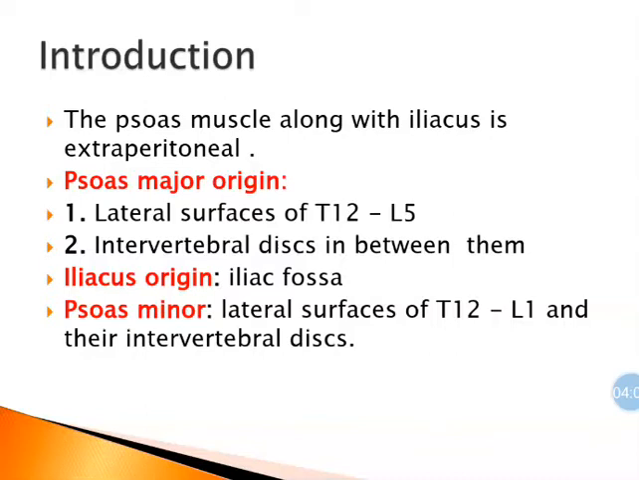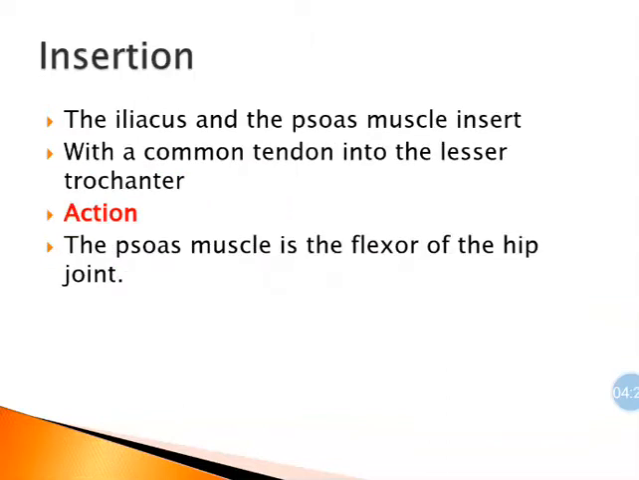Iliacus takes origin from iliac fossa. And there is also one more muscle, a minor muscle, that is psoas minor. It takes origin from lateral surface of T12 to L1 and also their intervertebral discs. Coming to insertion, the iliacus and psoas muscle together insert with a common tendon into lesser trochanter of femur, and the action of psoas muscle is mainly flexion of the hip joint.